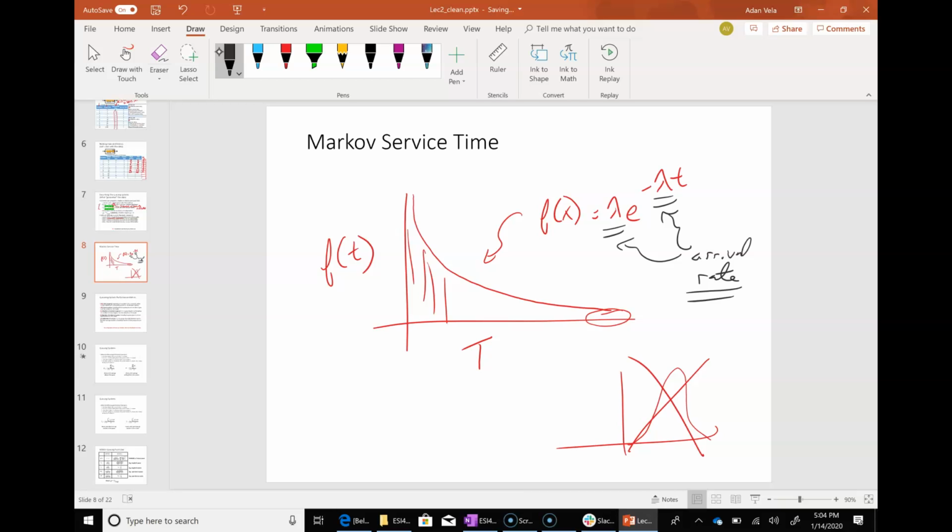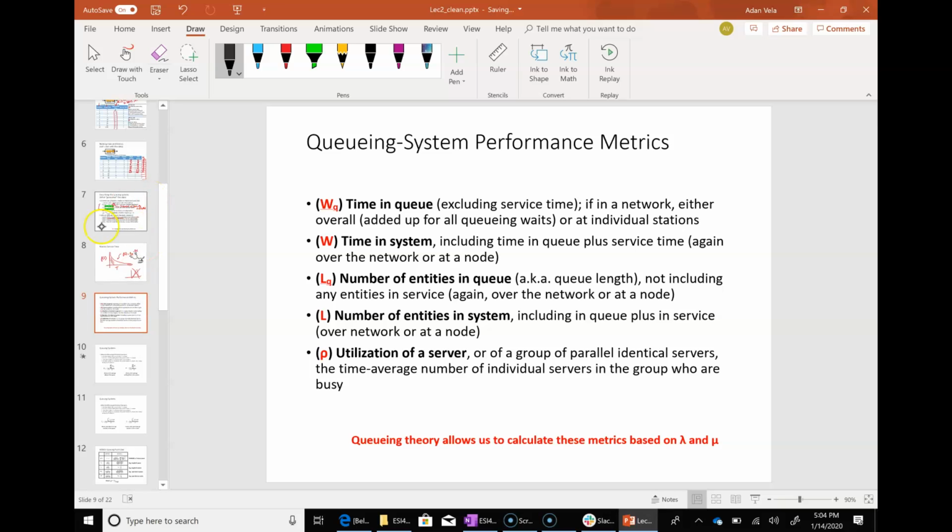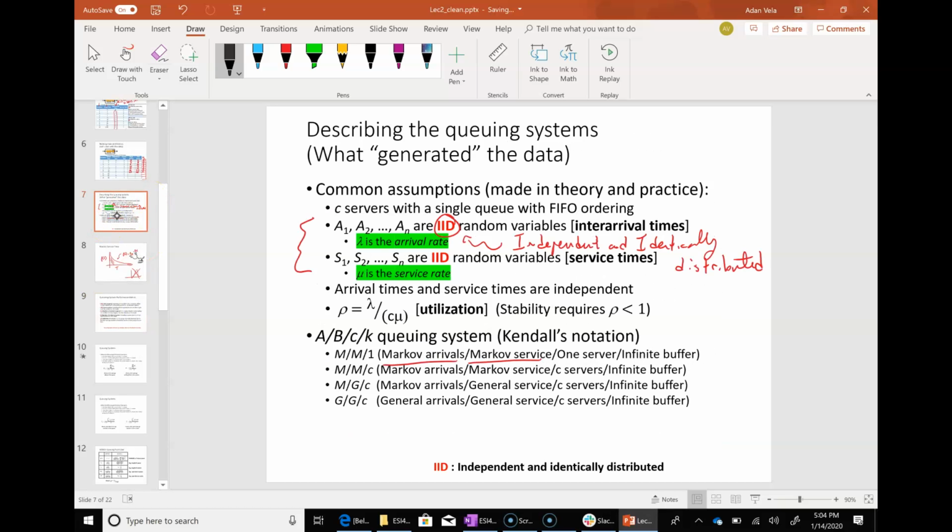Now, there are certainly some very, very smart mathematicians who figured out how to calculate some values for queuing systems that are not Markovian. And we call these general arrival processes or general service processes.